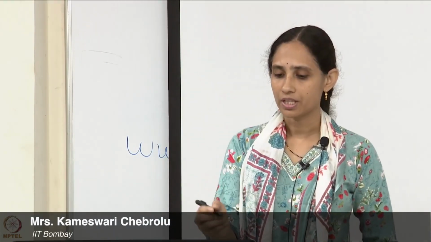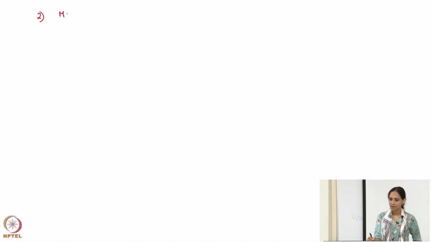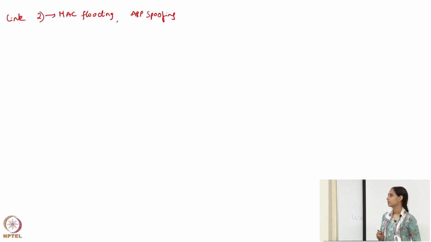Okay, so we are done with link layer. What we have seen at the link layer are two attacks. One is MAC flooding attack, and then we also saw ARP spoofing. So these two attacks are at the link layer.